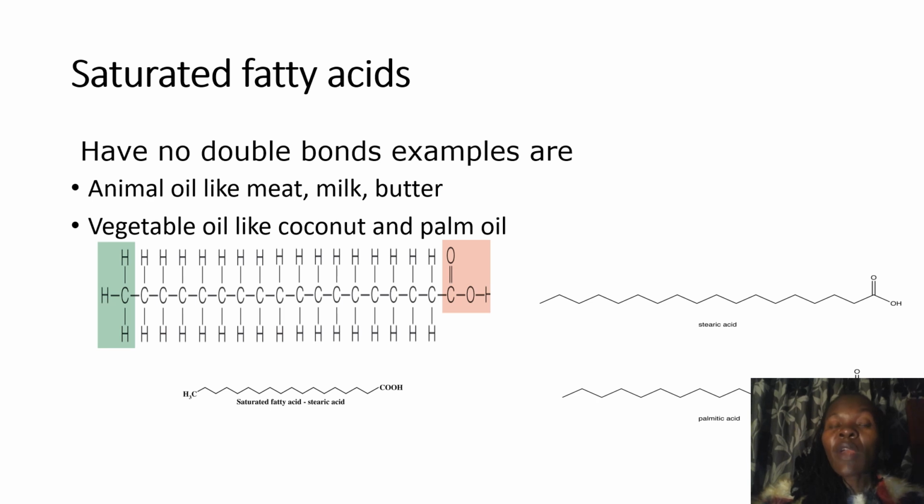So in this case we have 18 carbons. 1, 2, 3, 4, 5, 6, 7, 8, 9, 10, 11, 12, 13, 14, 15, 16, 17, and then the 18th one. So the 18th one is the methyl group. The first carbon is the carboxyl group.